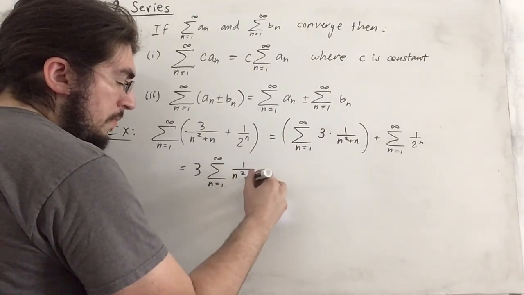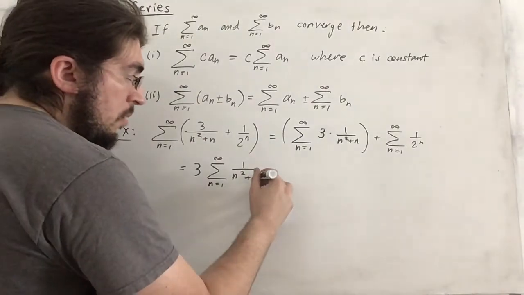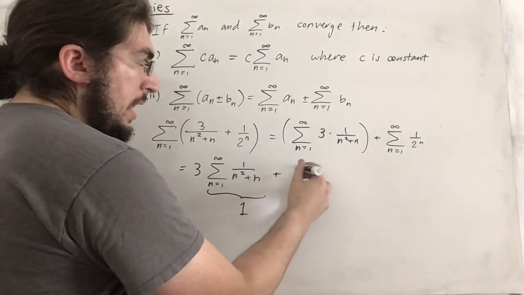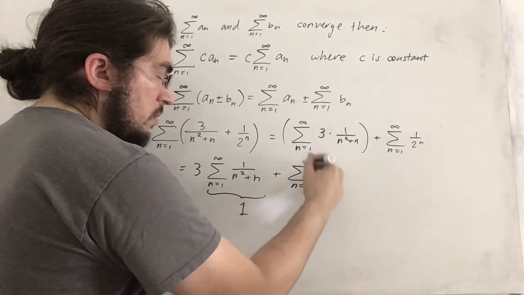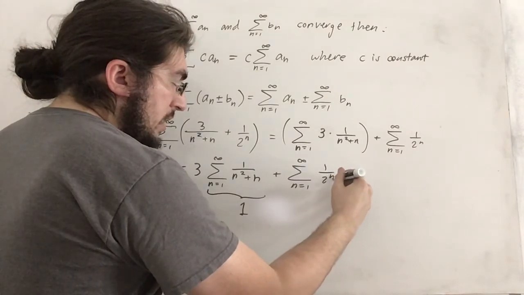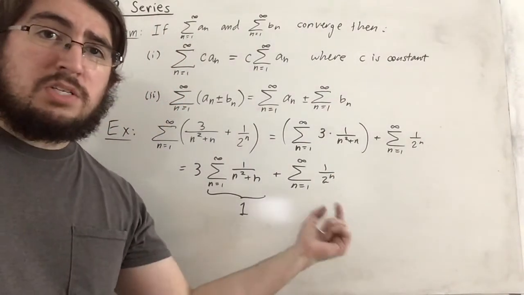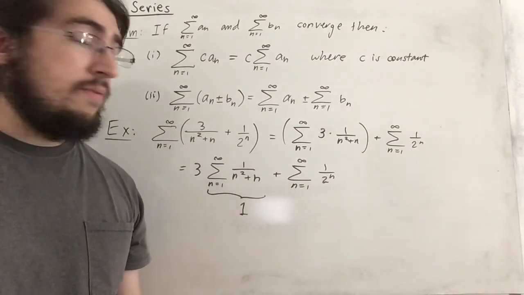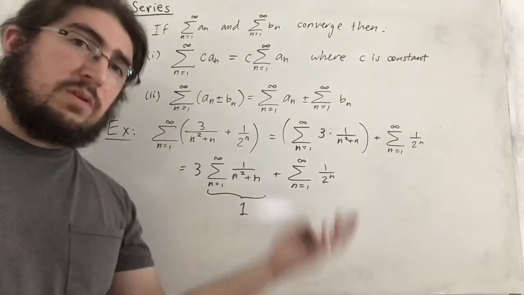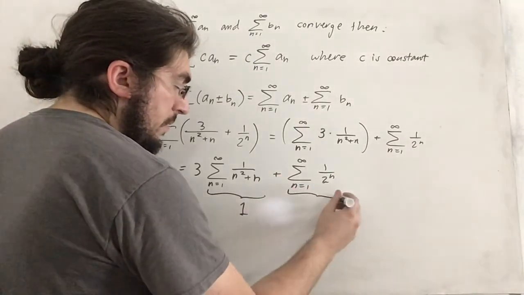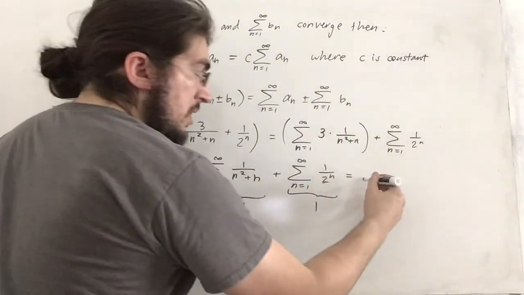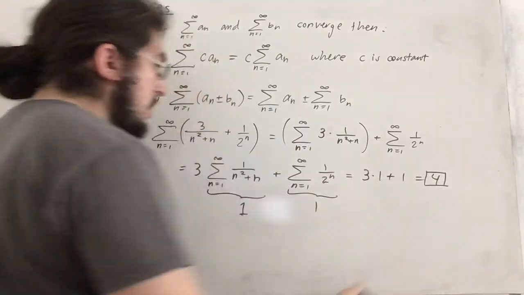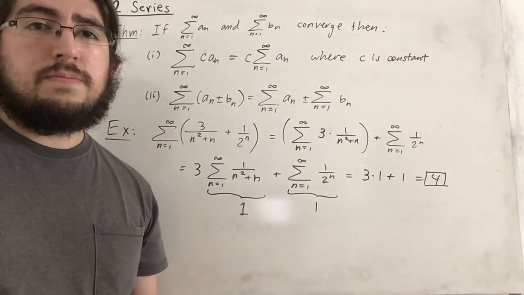Now this we actually saw in one of the previous examples. The series of 1 over n squared plus n actually approached 1. And we actually saw this in a previous example of this video as well, though not as recent. This is just, well, this is a geometric series with common ratio 1/2, and the first term is 1/2. So it was 1/2 over 1 minus 1/2, which is 1/2 over 1/2, which is also 1. So in fact, this whole thing just equals 3 times 1 plus 1, which totals to 4. So that means the original series has, well, sum 4.